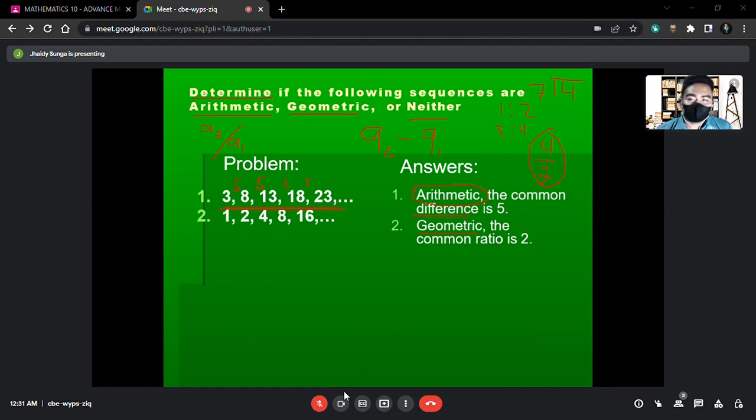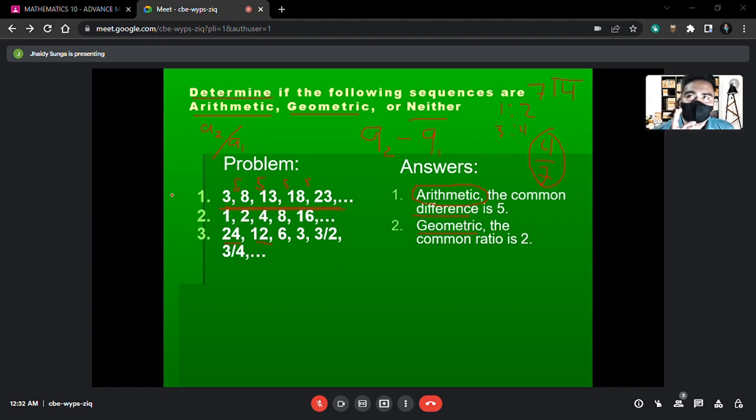So let us try another problem. The next problem is 24, 12, 6, 3. In this given problem, what did you see? As we see, the first term would be 24, and the second term would be 12.